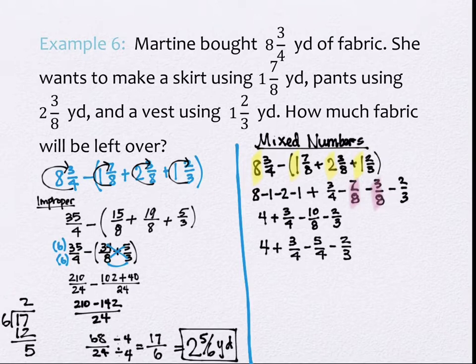So again, two of them match. So what is 3/4 minus 5/4? Yeah, it's negative, because the 5/4 is bigger, so negative 2/4 minus 2/3. Is there one that can get simpler? Yes, indeed. That's minus 1/2. So I have negative 1/2, and I have negative 2/3.